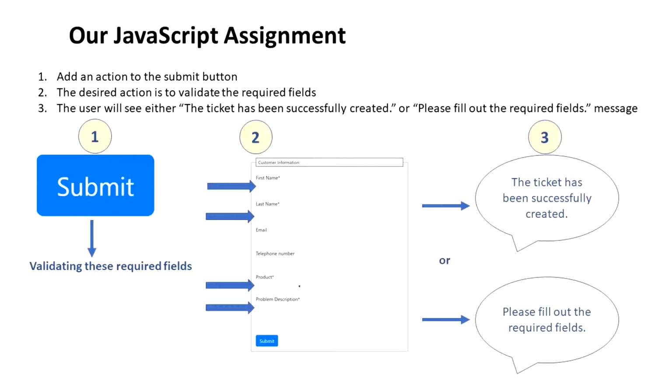Our job is to add an action to the submit button. We want the action to validate the required fields before submission. If one of those required fields is not filled, it will give the user a pop-up message to alert the user. If the validation is good, then it gives the user a message saying the ticket has been successfully created.